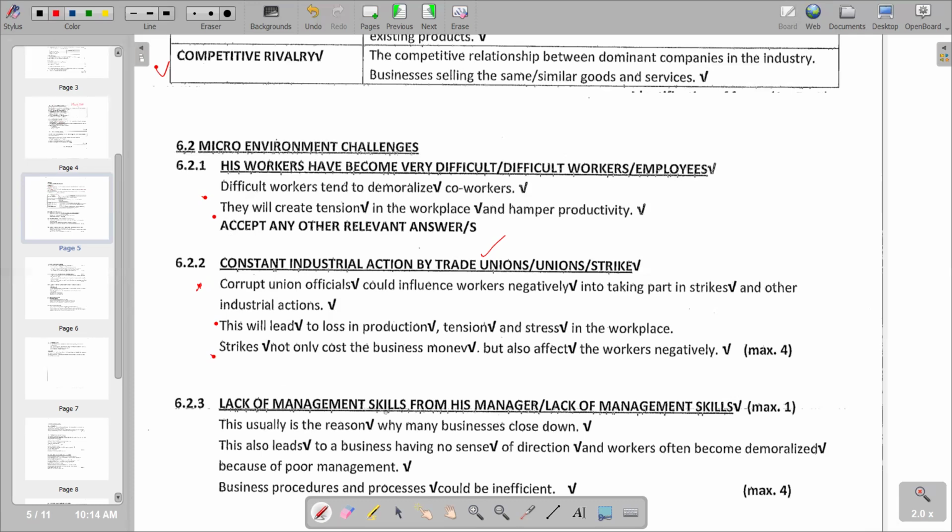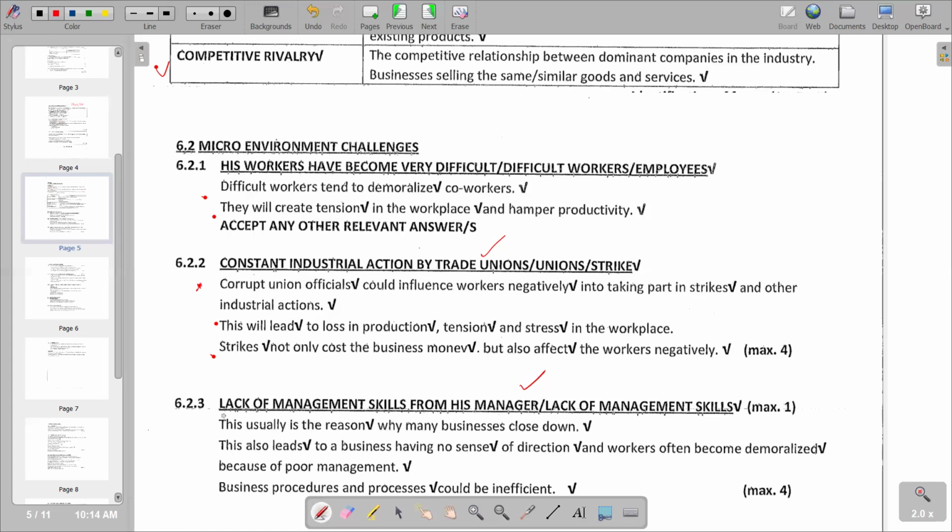Then, of course, we have lack of management skills from his manager. We are saying a manager is a worker of the business. If the manager doesn't have adequate management skills, it is going to negatively affect the performance of the business. The first explanation says this usually is the reason why many businesses close down. Remember, the manager is at the top of the business, leading many operations. So if the manager is ineffective, obviously the business is going to go down.